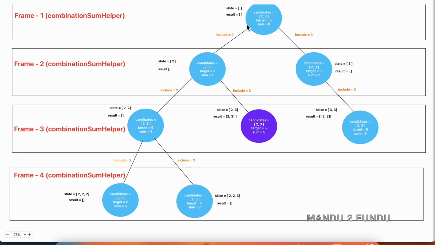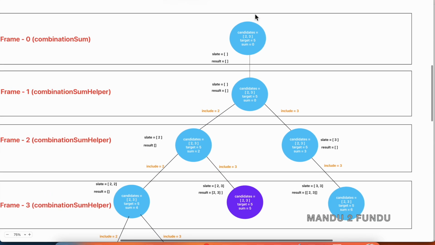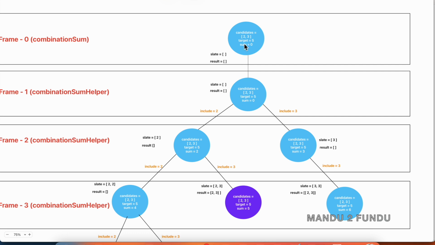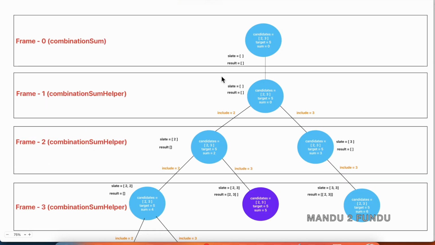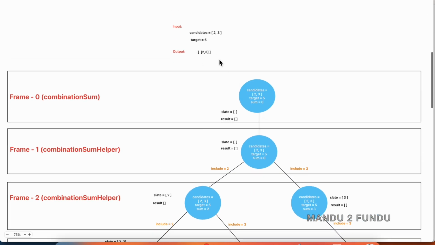Control comes back to frame 1. Here we have number 3 is available to include, so we include number 3. Okay, the slate contains 3 and 3 is less than 5 and not equal to 5, so we again include the number 3, and now the sum is 6 and the slate contains 3 comma 3. So 6 is greater than 5, we backtrack and control comes back here, and finally this function returns back to the combination sum, and in the combination sum we return the result. Final result will have 2 comma 3, that is an expected output.